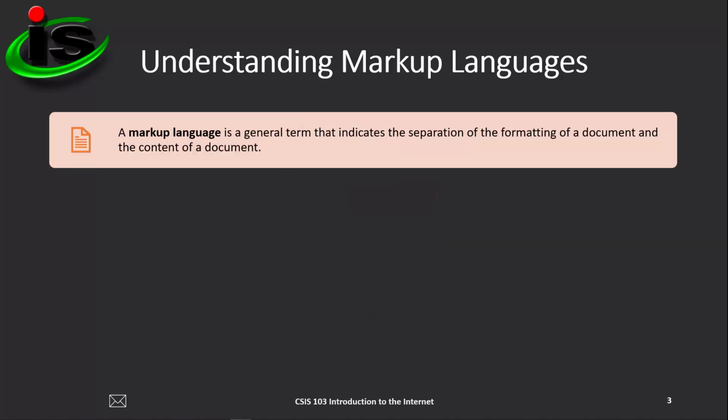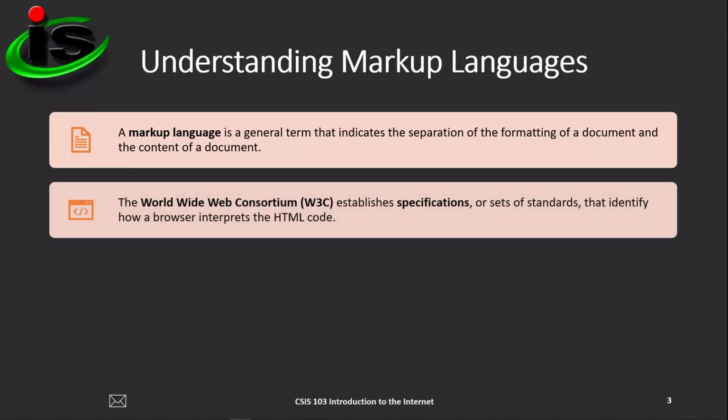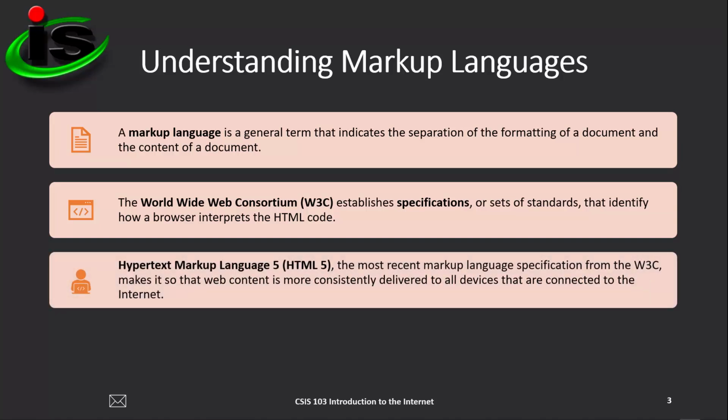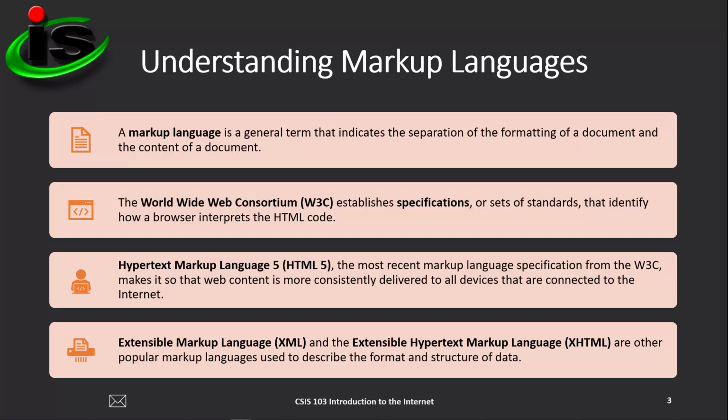A markup language is a general term that indicates the separation of the formatting of a document and the content of a document. As we said, the World Wide Web Consortium, or the W3C, establishes specifications or sets of standards that identify how a browser interprets the HTML code. The Hypertext Markup Language 5, or HTML5, is the most recent markup language specification from the W3C. It makes it so that the web content is more consistently delivered to all devices that are connected to the Internet. The Extensible Markup Language, XML, and the Extensible Hypertext Markup Language, XHTML, are other popular markup languages used to describe the format and structure of data.